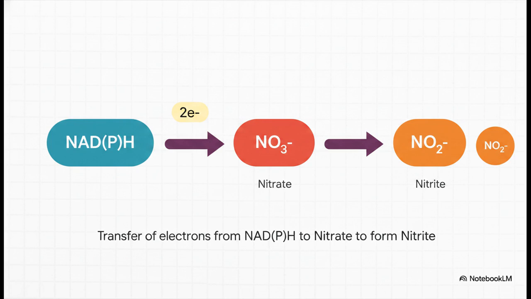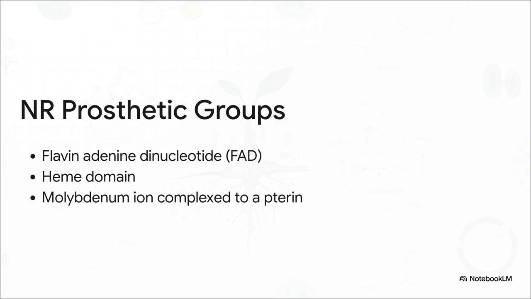We start with an electron donor, typically NADH, or NADPH if we're looking at non-green tissues, which generously donates 2 electrons. These 2 electrons are then transferred directly to the nitrate molecule, reducing it to form nitrite. But how exactly do those 2 electrons make that jump? Well, nitrate reductase is made up of 2 identical subunits, and each is equipped with 3 specific prosthetic groups that basically act like stepping stones.